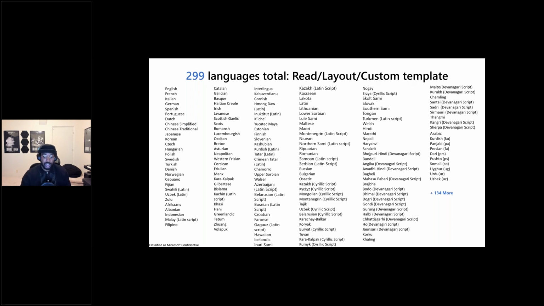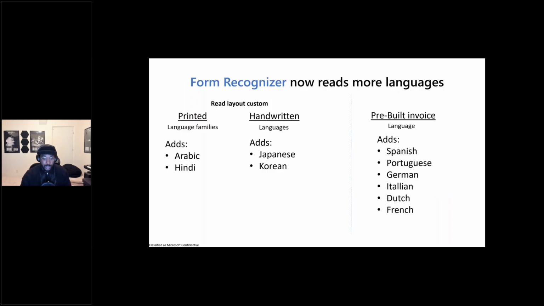So in addition to the languages I just showed, in Form Recognizer 3.0, we also now support the following languages. For Read, Layout, and Custom Template, we now support the Arabic and Hindi language families, as well as handwritten support for Japanese and Korean. And for pre-built Invoice, it used to only support English, but now we also support Spanish, Portuguese, German, Italian, Dutch, and French. And I will demo this later on in the presentation.